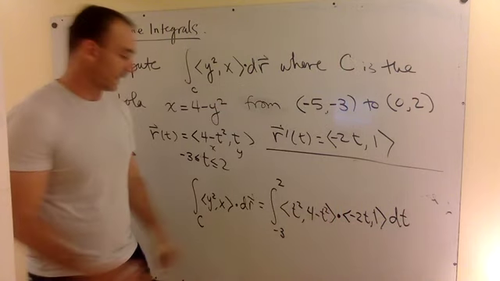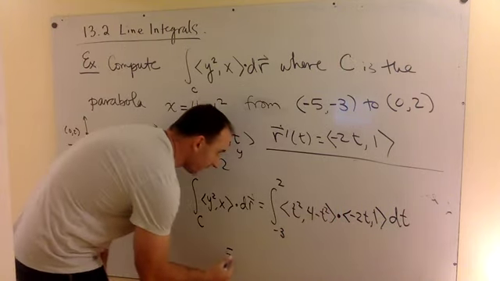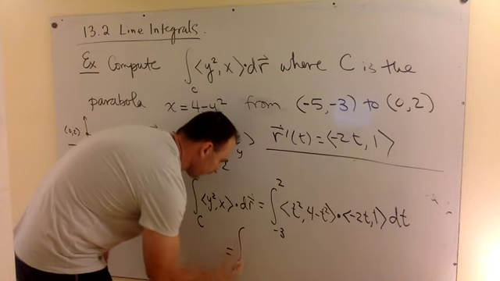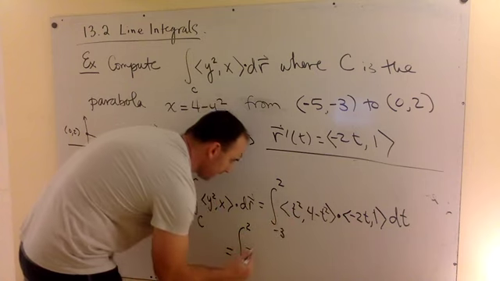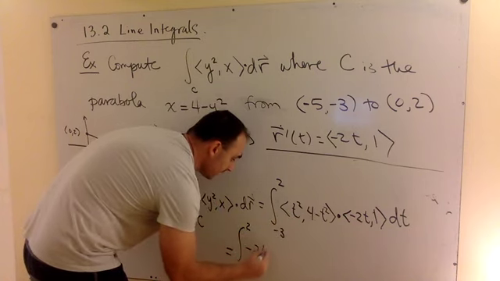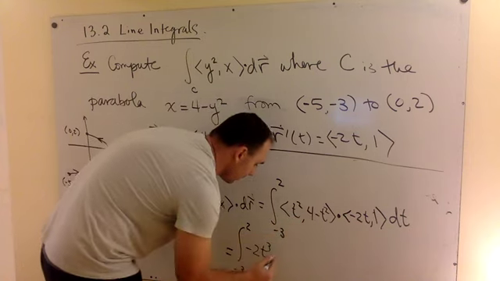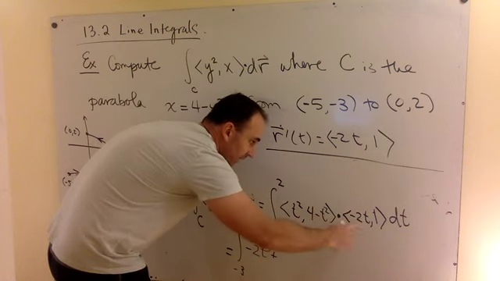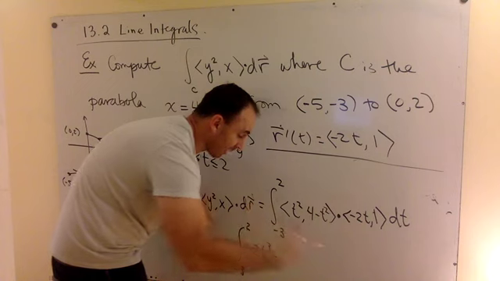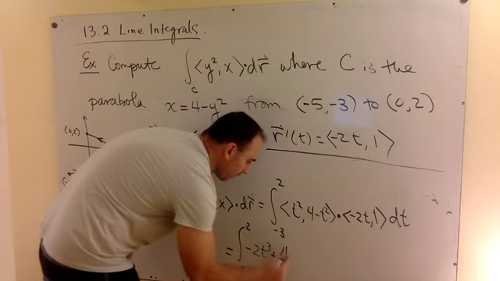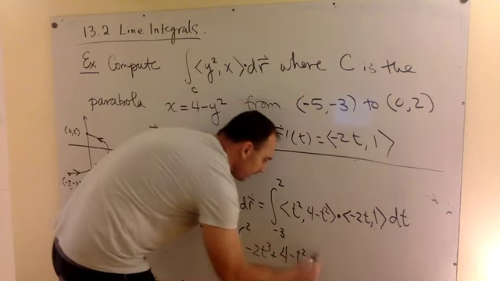Alright, and so what I get, when I multiply all this out, I get -2t cubed plus, so I'm dotting these, I multiply the first components together and the second components together, and I add the 2, plus 4 minus t squared dt.